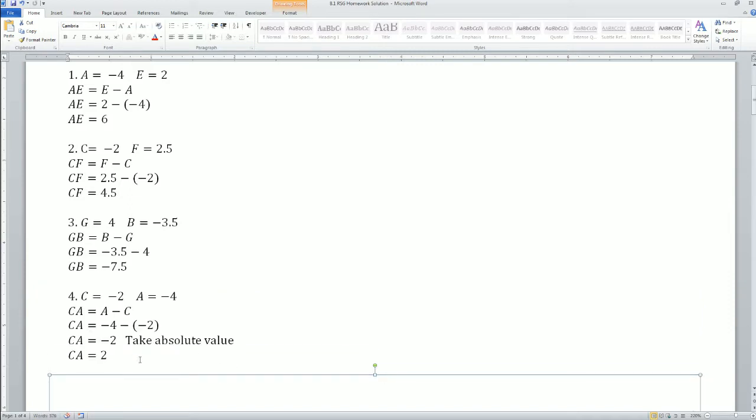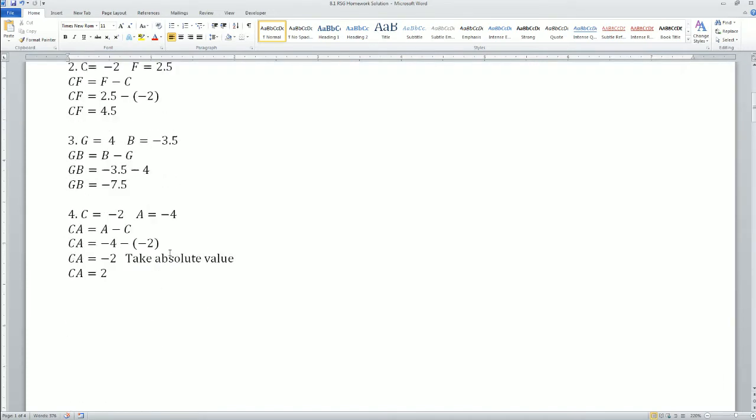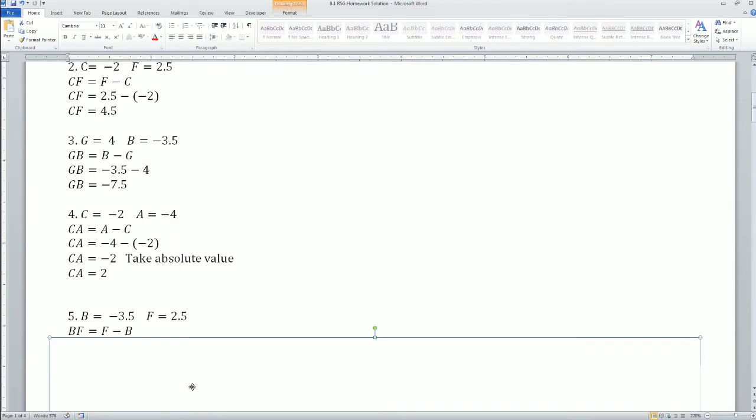The difference about number 4 is when you do negative 4 subtract negative 2, you get negative 2 as the answer. Okay? But you can never have a negative distance. It's a physical object. So you have to take the absolute value. The absolute value of negative 2 is 2. So you would say CA is 2. It wouldn't make sense for CA to be negative 2 because it is a distance. Alright? There you go.